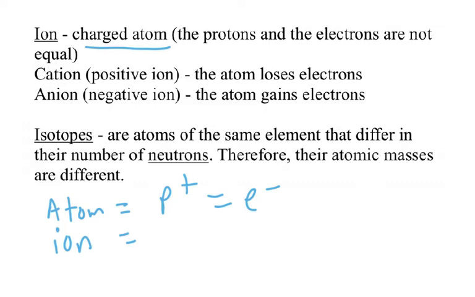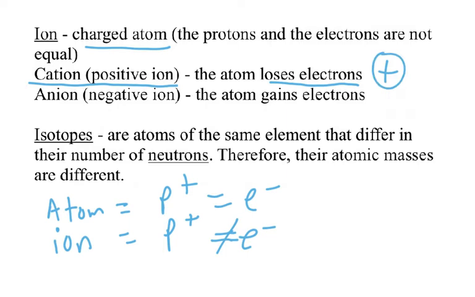Now, when you become an ion, either by gaining or losing electrons, you'll notice that the proton number will no longer be equal to the electron number. When you lose electrons, you become what is called a cation. A cation is a result of losing electrons. It is a positive ion. That's what a cation is. When you are an anion, it means you're receiving electrons. Because you're receiving electrons, you're receiving more negative charges. So as a result of gaining electrons, you would become negatively charged.